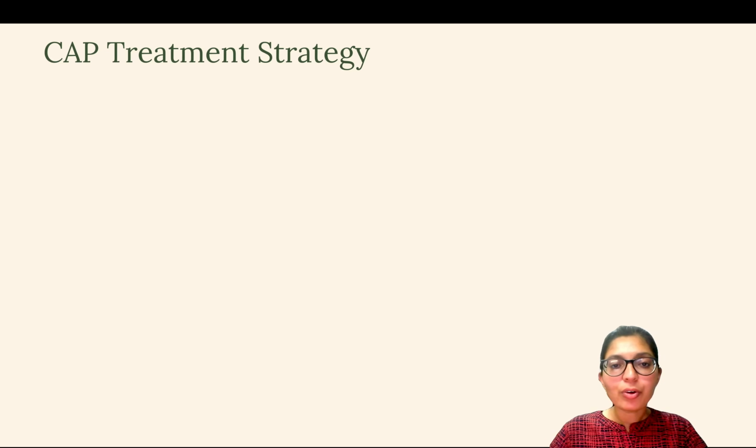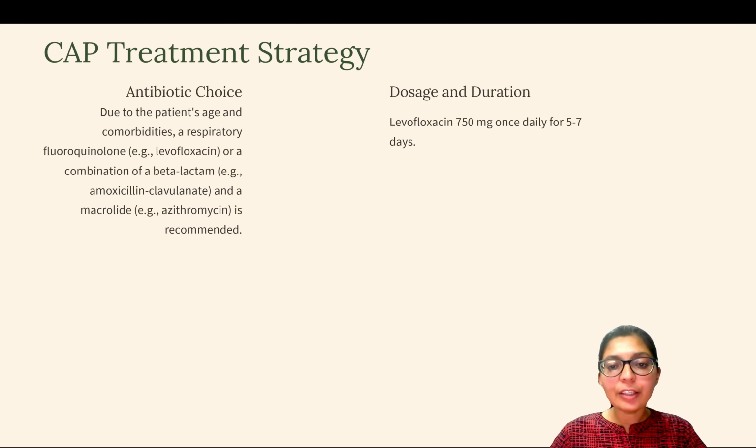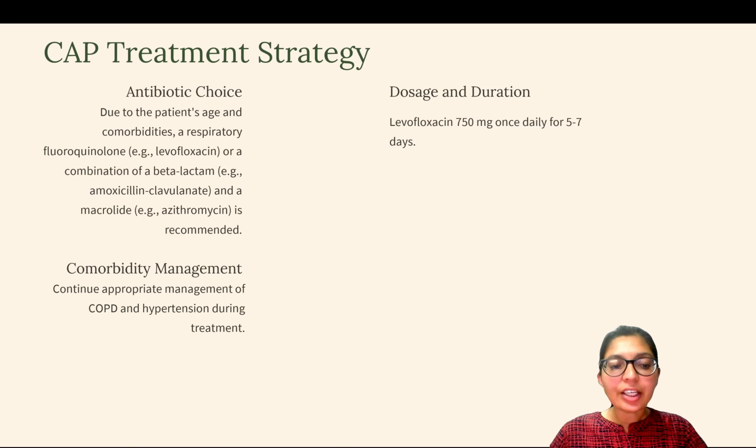Treatment strategy for community acquired pneumonia. Antibiotic choice. Due to patient age, comorbidities, a respiratory fluoroquinolone, levofloxacin or a combination of beta-lactam, amoxicillin, clavulanate and a macrolide, that is azithromycin is recommended. Dose and duration. Levofloxacin 750 mg once daily for 5 to 7 days. Comorbidity management. Continue appropriate management of COPD and hypertension during treatment.